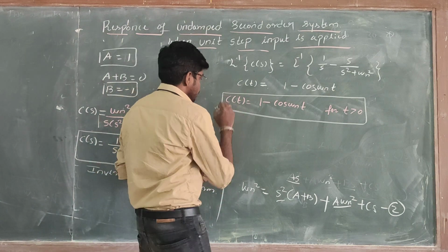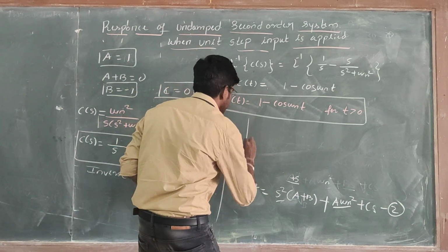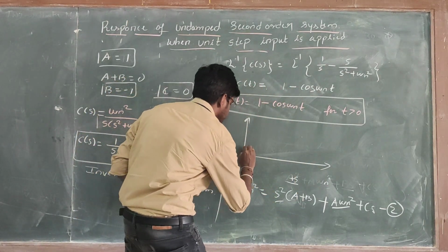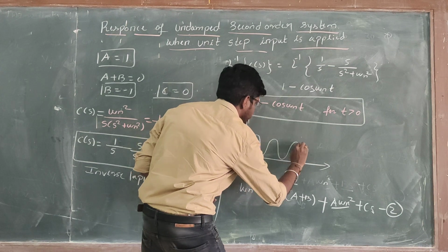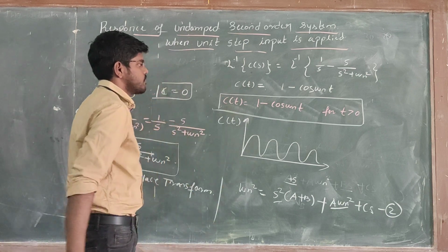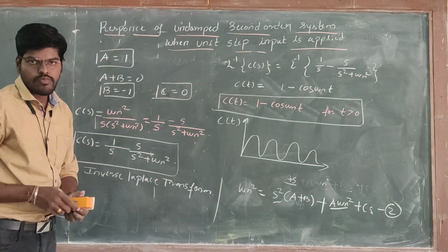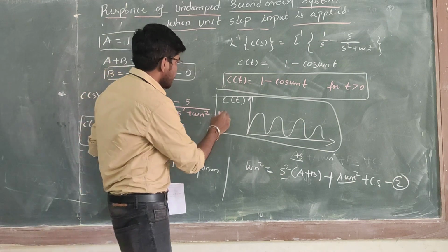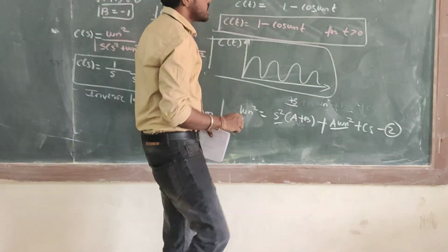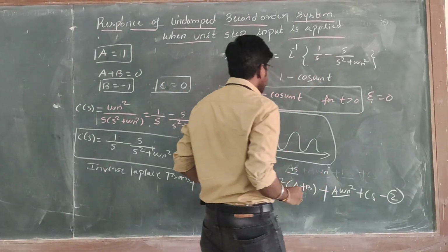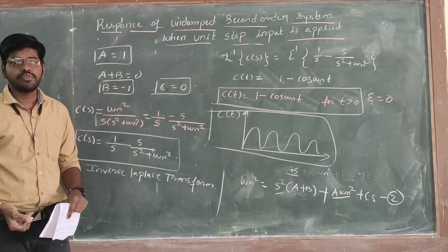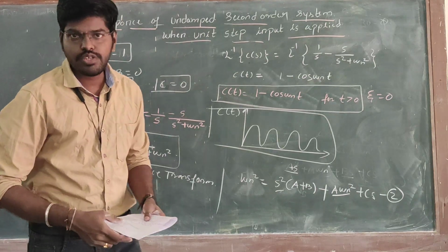Okay, so if we sketch the response of this system, it will be cos of omega n into t. So it will be like this, cos omega t. The response will be like this, C of t. Okay. So this is the complete time domain response of the system for undamped system when zeta equals 0. So similarly, we can find the response of the second order system for overdamped and underdamped system. Okay, we will write those equations.